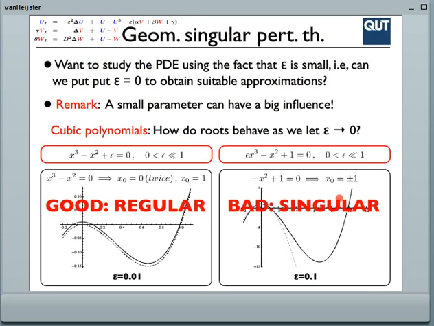So, for that reason, this first equation we call a regular perturbation, because we can set epsilon to zero and we still obtain all our information. And the second equation we call a singular perturbation, because when we set epsilon to 0, we actually don't find this third zero.